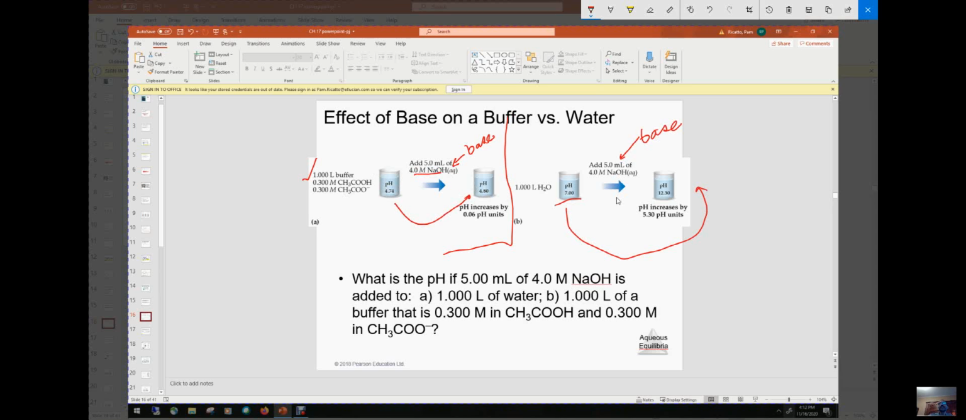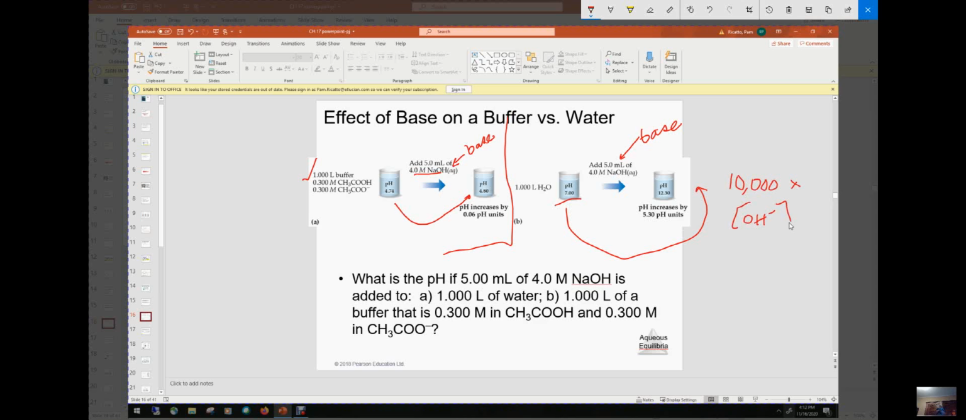The pH goes up 5.3 units. If you subtract 12.3, take 7 away, how much did it go up? It went up 5.3 pH units. Now remember, every pH unit is 10 times more basic than the one before it. So 5 means 100,000 times more basic. This thing has 100,000 times more hydroxide ions in it than it did before.